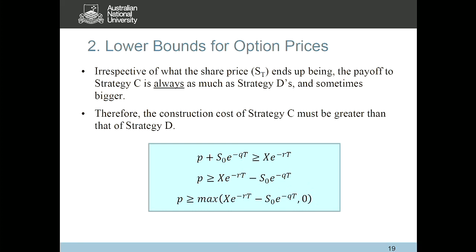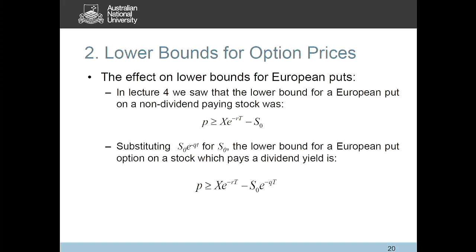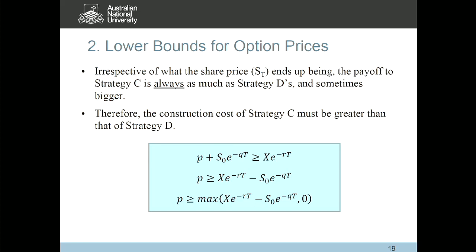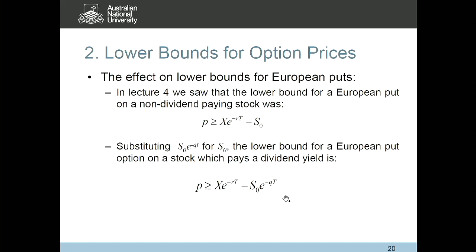So next week, I'll demonstrate what happens if those lower bounds are violated and what you need to do to arbitrage away those price differences. Okay, so that's your lower bound for the put option. And if you're dealing with currency, again, the lower bound is the same. You just need to replace the minus qT with minus rF T.